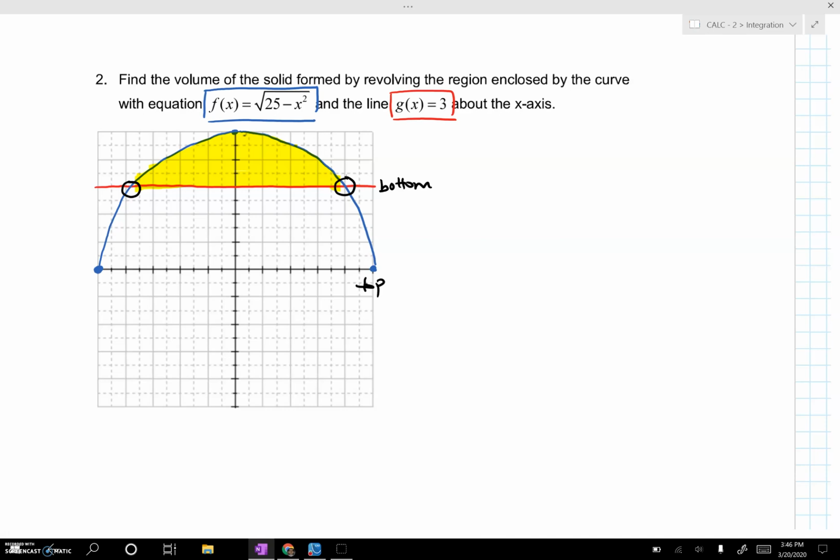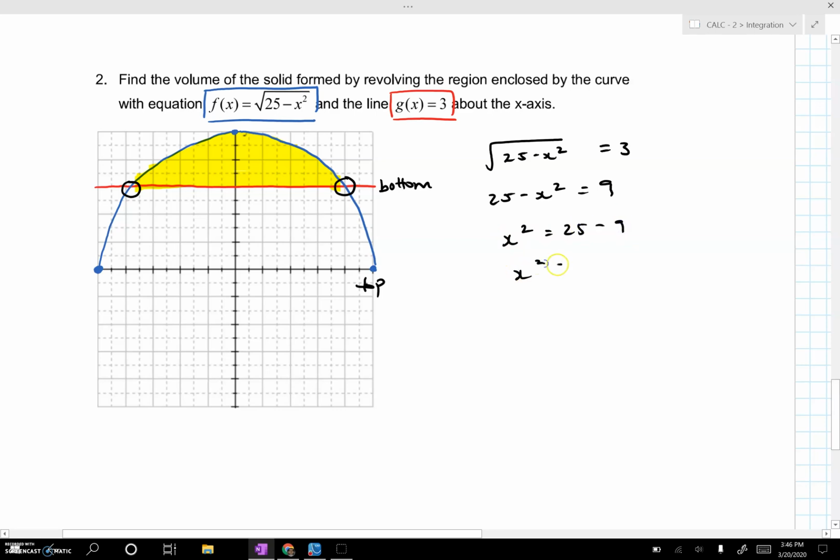Algebraically, I set the two equal to one another. So the square root of 25 minus x squared is equal to 3. I'm going to square both sides. So 25 minus x squared is 9. That means x squared is 25 minus 9. 25 minus 9 is 16. So x is equal to plus or minus 4.